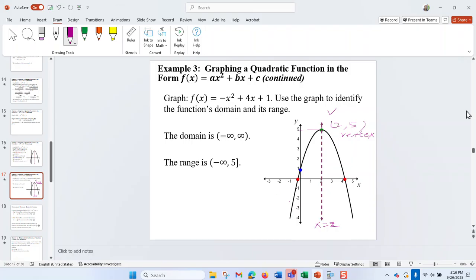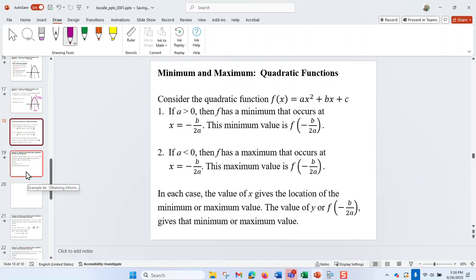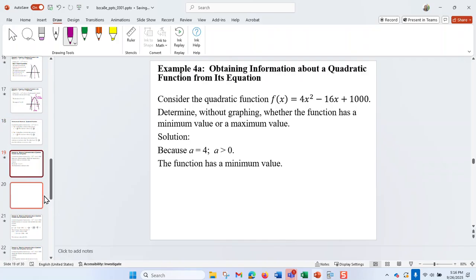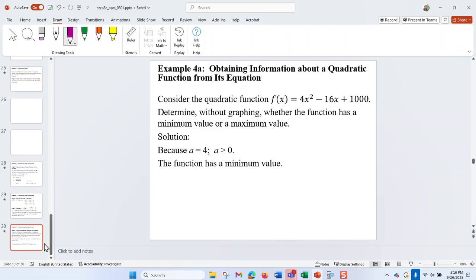And you can also see that on the left-hand side of the vertex, this is all increasing, and after the vertex, it becomes decreasing. All right? So you can see one part is increasing, one part is decreasing. Okay, how do we find this one right here?